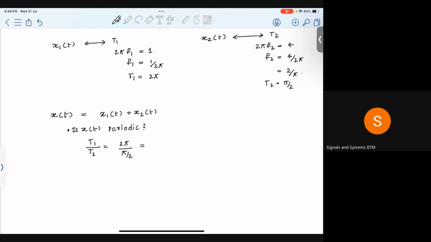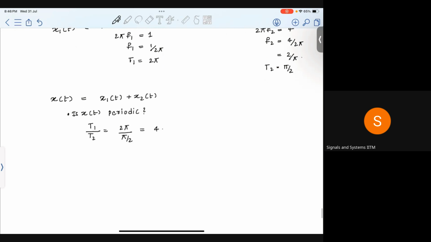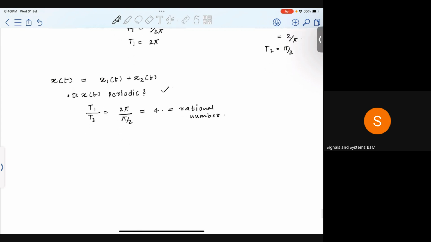Yeah, and the fraction is 4, right? So the fraction is a rational number, and hence since this is a rational number, the given signal x of t, which is the sum of two periodic signals, is also periodic. Now how do we find the fundamental period of x of t?